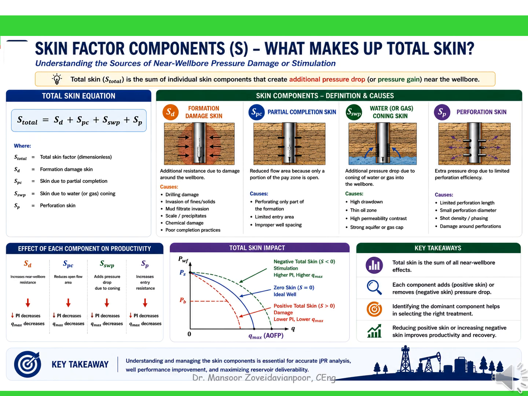If you only reperforate the well, the skin falls from +8 to +6, and the improvement is small. But if you remove the formation damage through a successful stimulation treatment, the skin drops to +3, producing a much larger increase in production. This is why diagnosis comes before treatment. The goal is not simply to reduce skin. The goal is to identify the largest contributor and eliminate it first. Smart engineers solve the real problem, not just the visible symptom.